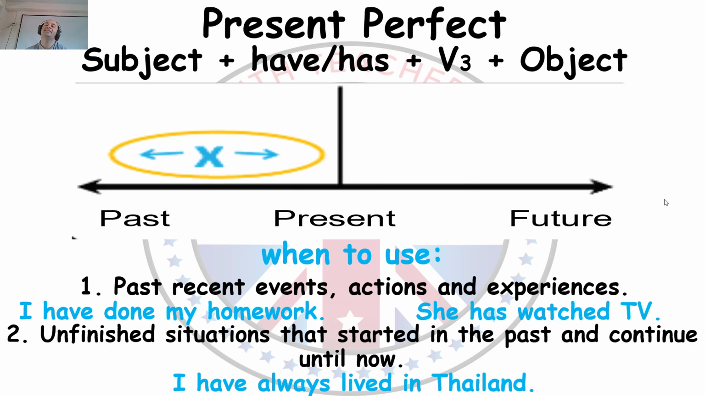So you could say something like, I have always lived in Thailand, okay? All my life, I have always lived in England. I have always followed BTS, okay? An action that started in the past, it kind of continues now, but it's not continuous, okay? We're not using continuous tense, we're using present perfect to describe it too.